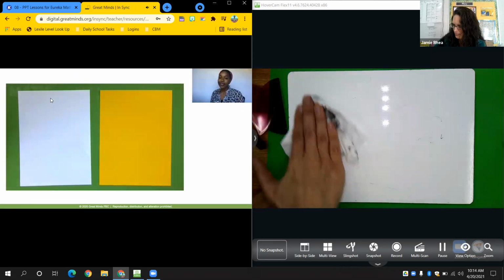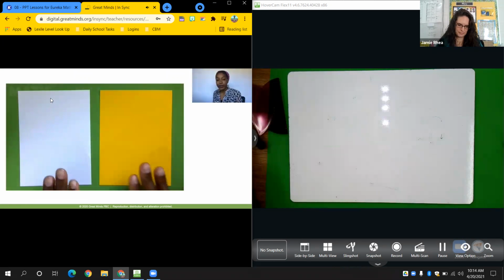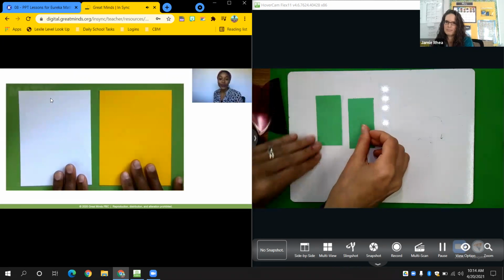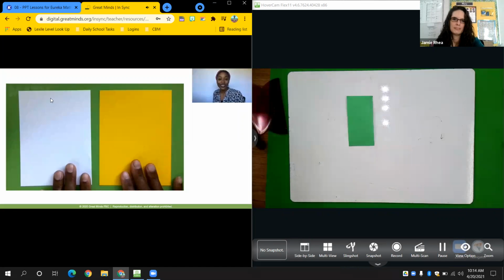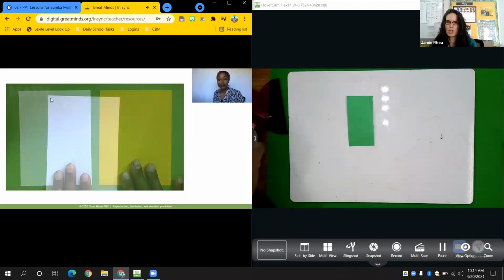Let's see if that's true with rectangles. Here are 2 rectangles of the same size. I'm going to cut one into quarters and one into halves. Which one do you think is going to be larger? Half of the rectangle or quarter of the rectangle? Make a prediction. What do you think is going to be larger, half or quarter?